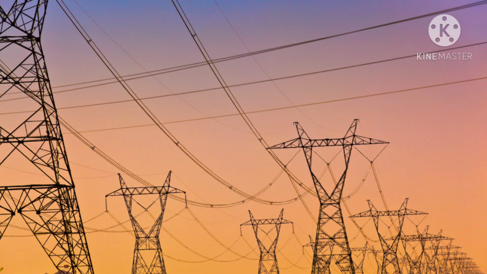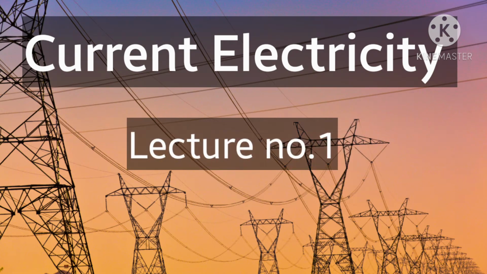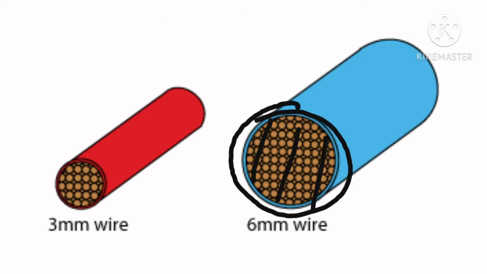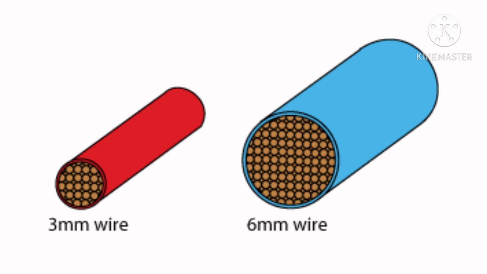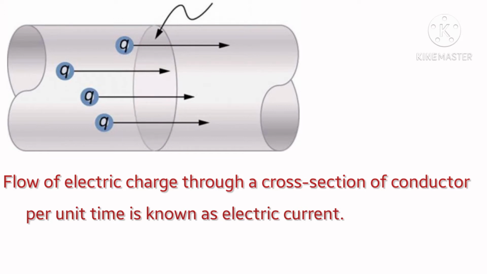Today I will be covering the third chapter of class 12 physics, that is current electricity, and this is lecture number 1. What do you mean by current? If I take this as a conductor, now if I cut this conductor normally, I'll get this kind of circular surface, known as the cross section of the wire. So the number of charges flowing through this cross section of the wire in unit time is known as current.